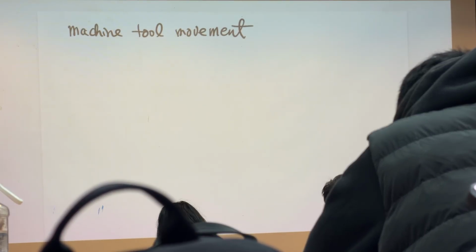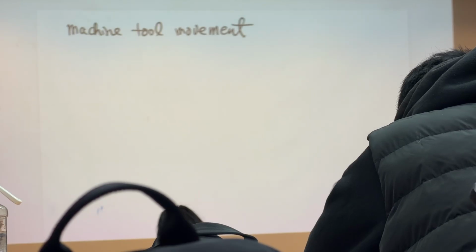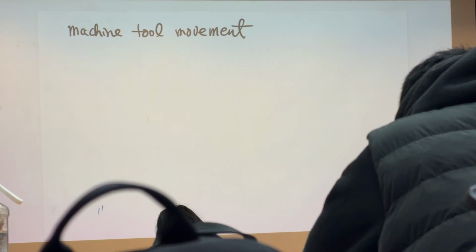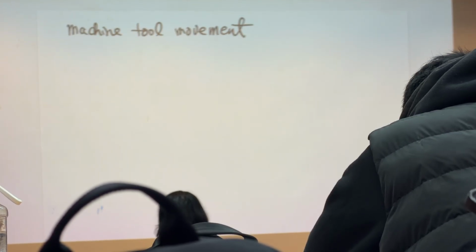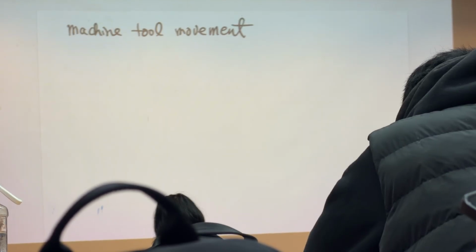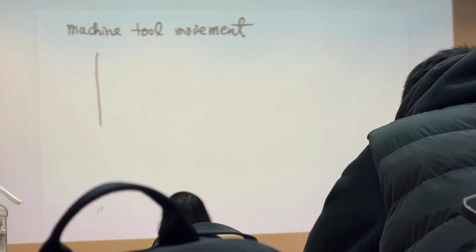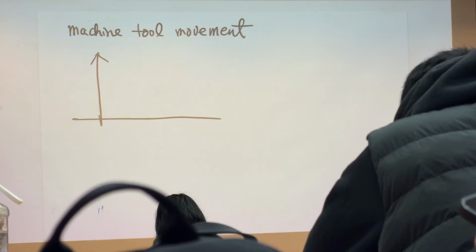And what we can do, let's try to use an example. Let's use XY instead of XYZ as an example because it's easy to show on the board, right? Okay, so we have machine tool movement in X and Y. Let's say we have X and Y. So this is X and Y.